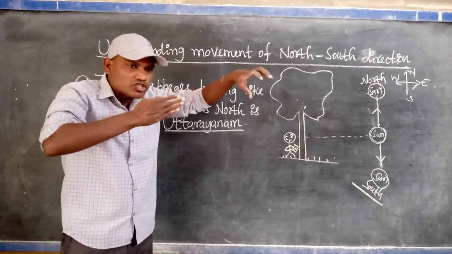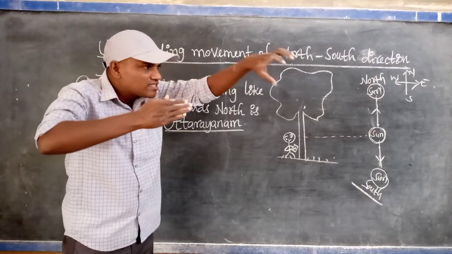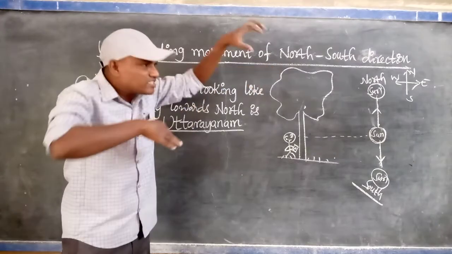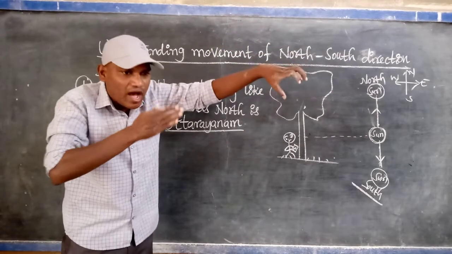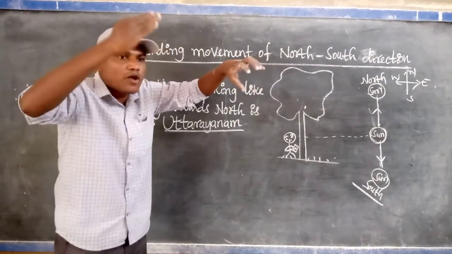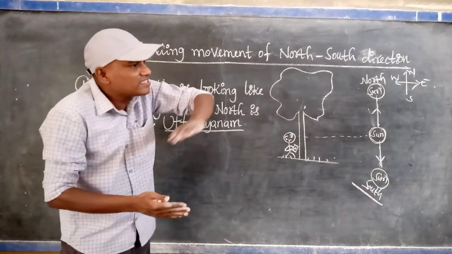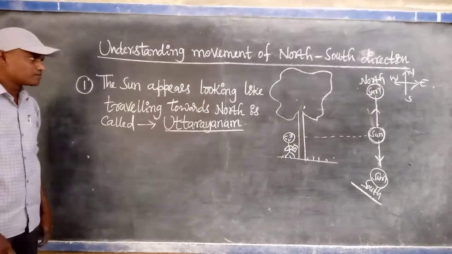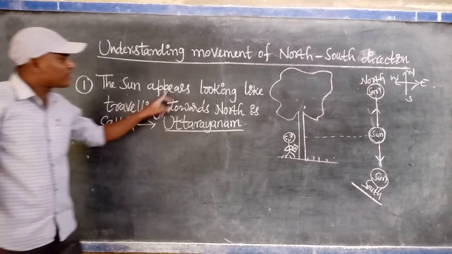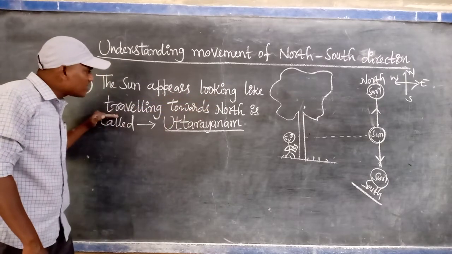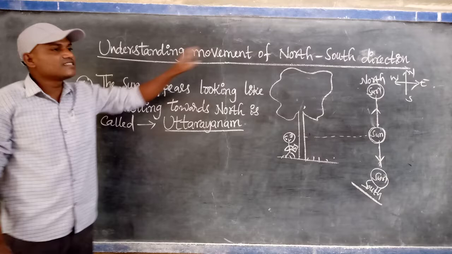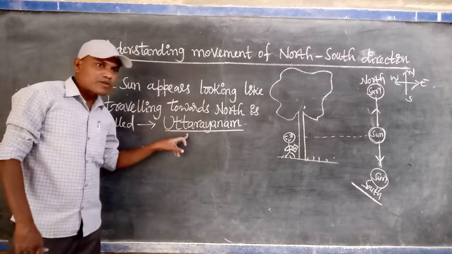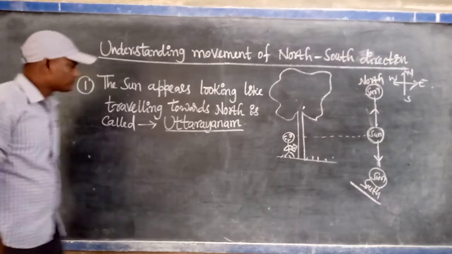So you are in motion. When you are in motion, the sun appears to be in motion, but the sun is in the same position; you are in motion. That's why sometimes the sun appears to move towards the north, sometimes towards the south. When the sun appears to be traveling towards the north, that is called, in our mother tongue, Uttarayanam.